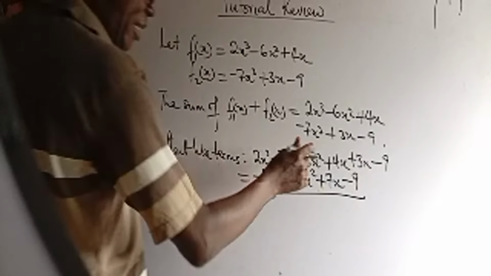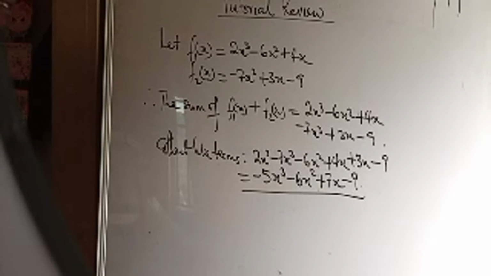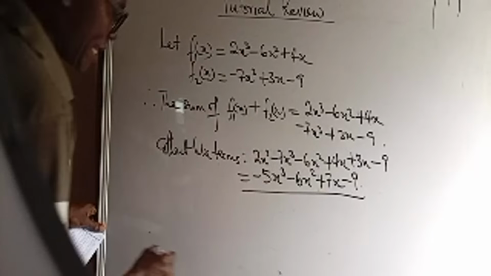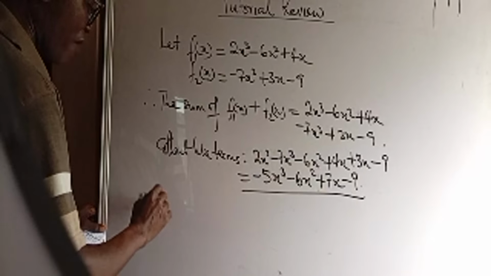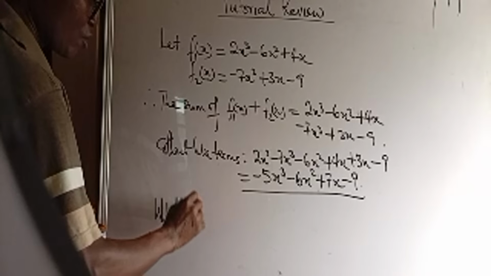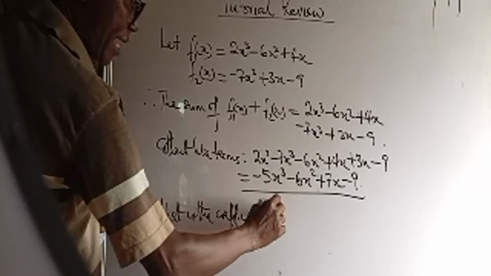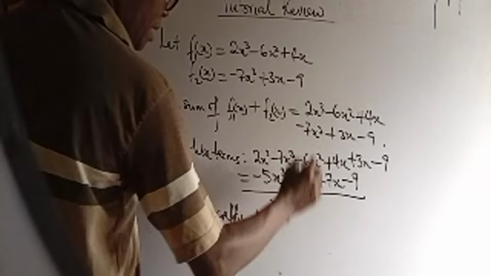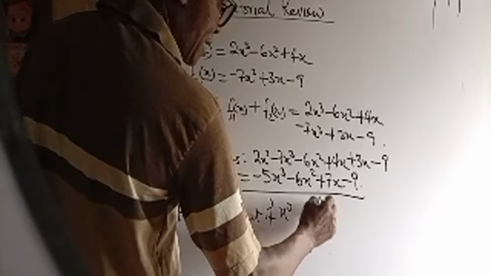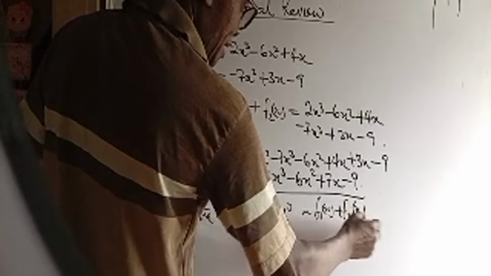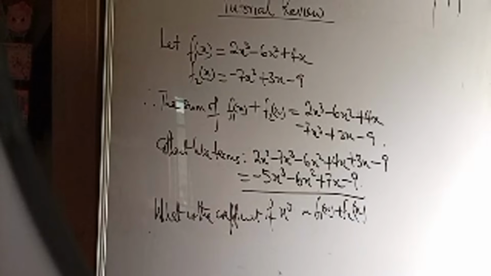So this is the result of the addition of the two polynomials. Now suppose we are asked to find, what is the coefficient of s cubed in f1 of x plus f2 of x? That is, what is the coefficient of s cubed in that summation?